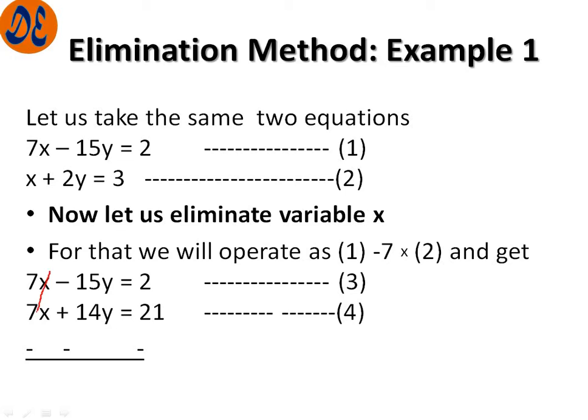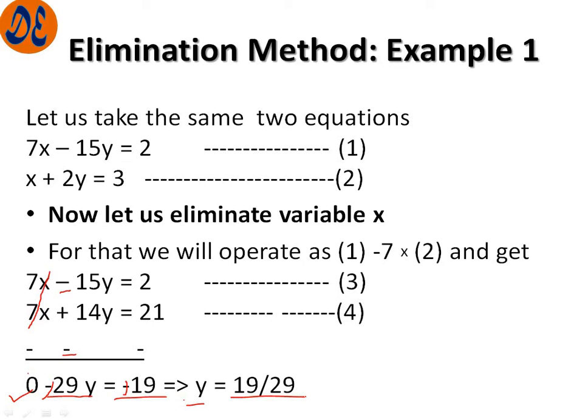Now here what you see, 7x plus and 7x minus will be gone. You can see it has gone, so it is 0. Now these are added, so there is minus 19y minus 14y, which is minus 29y. And on the right side, 2 minus 21, the sign of the greater will be there, that is minus 19. So this minus and this minus cancel, so we are getting y is equal to 19 by 29. So the value of one variable we have obtained.